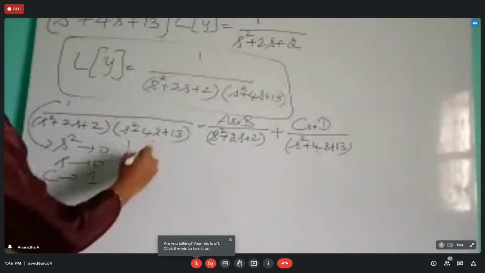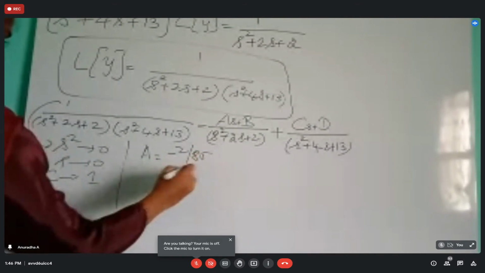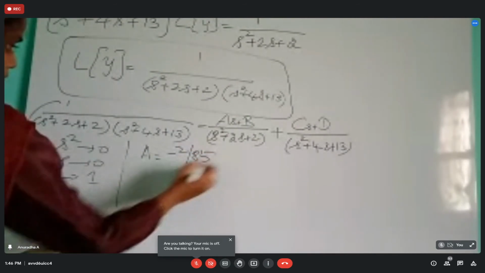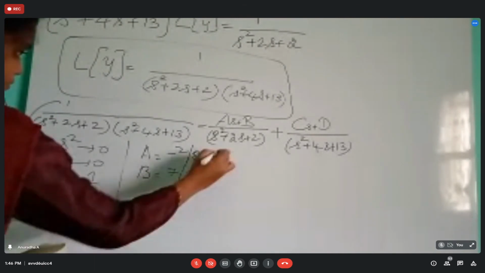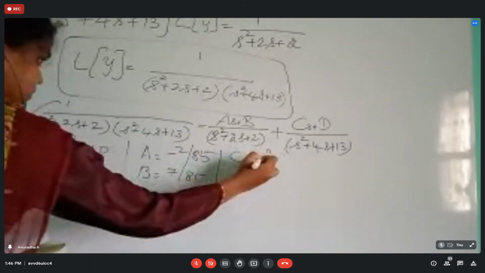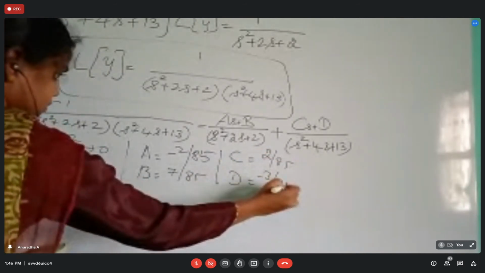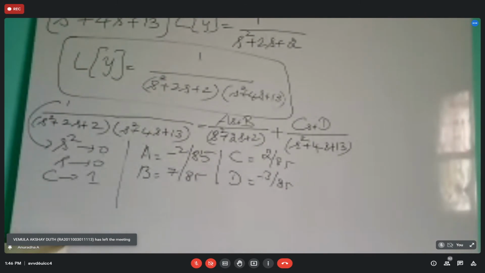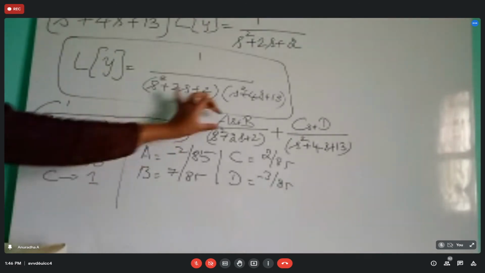So the answer is a equals minus 2 upon 85, b equals 7 by 85, and so on, minus 3 by 85. On solving, we are getting this answer. So we are going to substitute these values here.